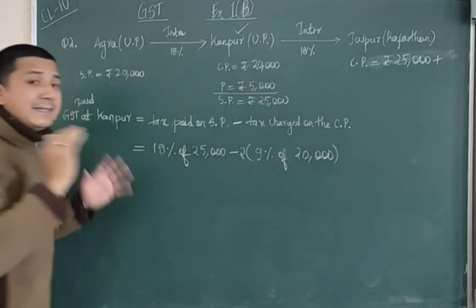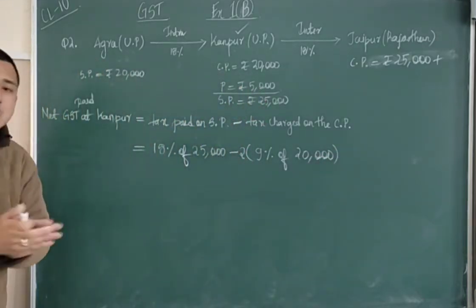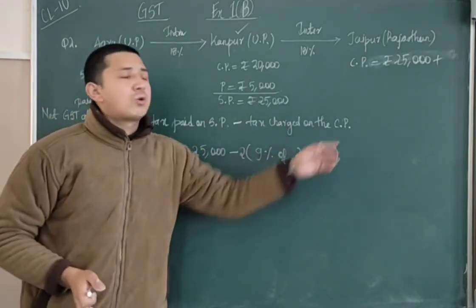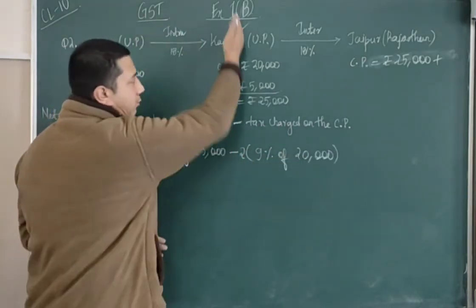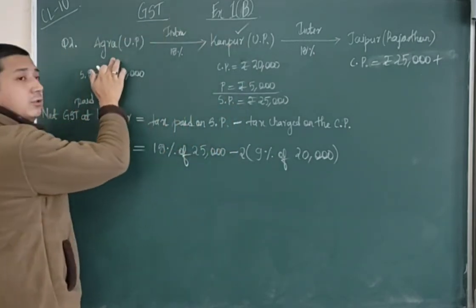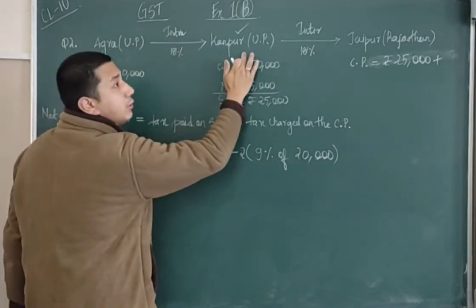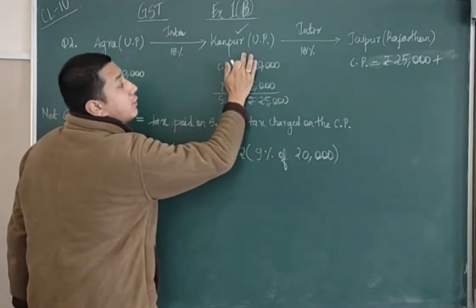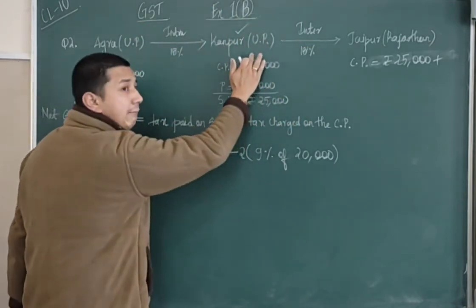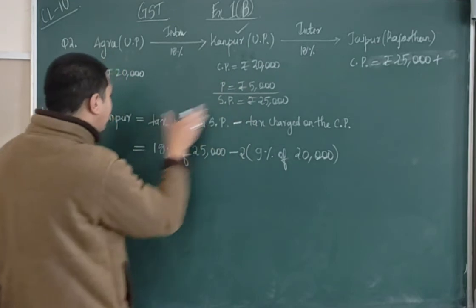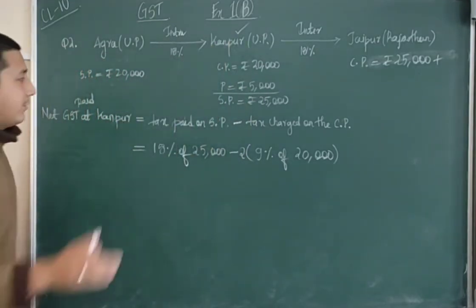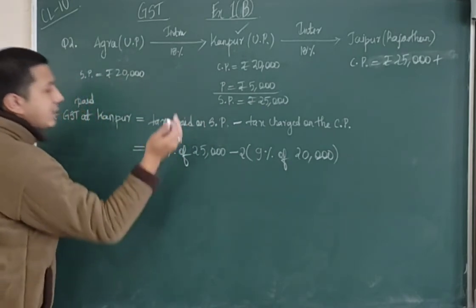See, we are calculating net GST. So whenever we calculate net GST, the formula will be tax paid on the selling price minus tax charged on the cost price. If you are the person who is in Kanpur, you have to pay the GST to the fellow in Agra, and you have to receive GST from the fellow in Jaipur. You are paying to him and you are getting from him. And that difference is actually the net GST at Kanpur. Am I clear or not? So please pause the video and note it down once again.